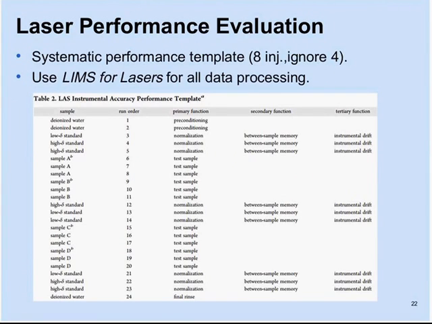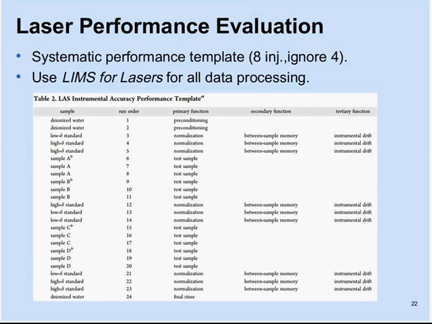We also use LIMS for lasers for doing this performance evaluation, and this shows a systematic performance template consisting of 8 injections, ignoring the first 4. And you can see the second column there is simply the run order. So we start off on the left column with a couple of deionized water injections just to prime and condition the instrument. And then we start with this sequence, which has a number of functions. So we start with a low standard, and then 2 high standards, and then triplets of our samples, and then repeat the sequence but reversed, so high, low, low, low, high, high, and so on.